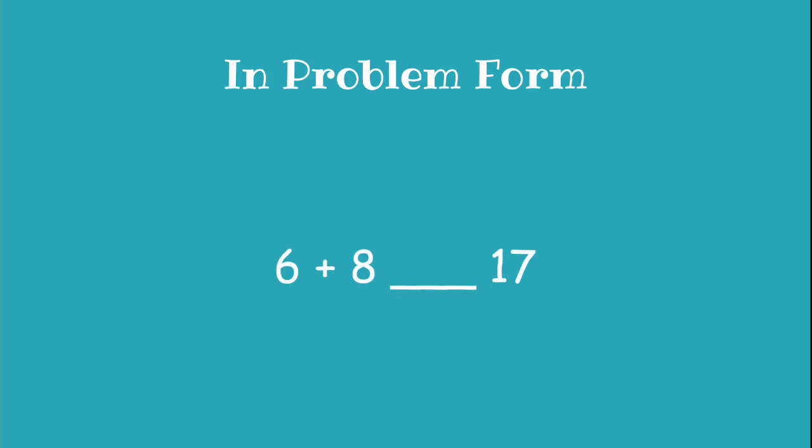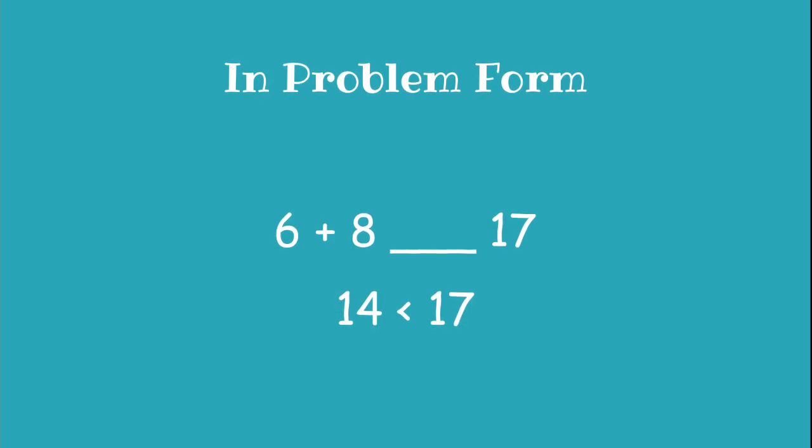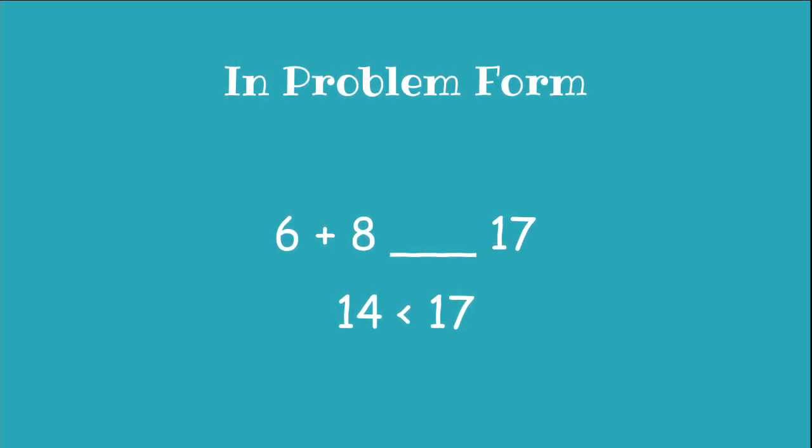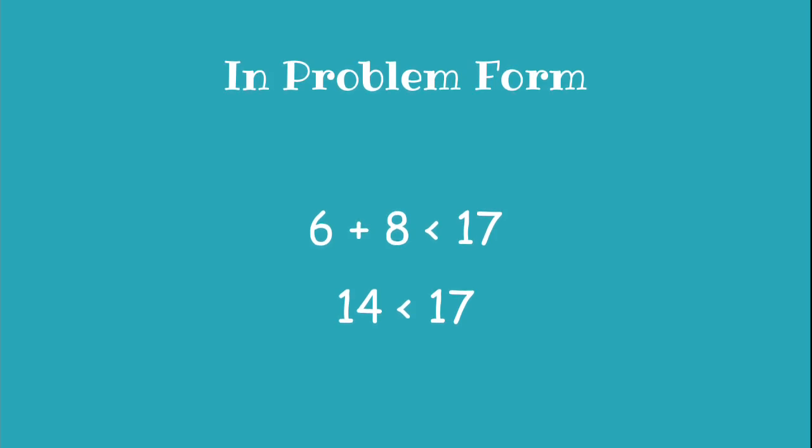What about 6 plus 8 is greater than, less than, or equal to 17? First, let's solve 6 plus 8. 6 plus 8 equals 14. So, is 14 greater than, less than, or equal to 17? 14 is smaller or less than 17. This means that 6 plus 8 is less than 17 also. Remember, the less than sign looks like a squished letter L. It's also eating 17, which is larger than 6 plus 8.